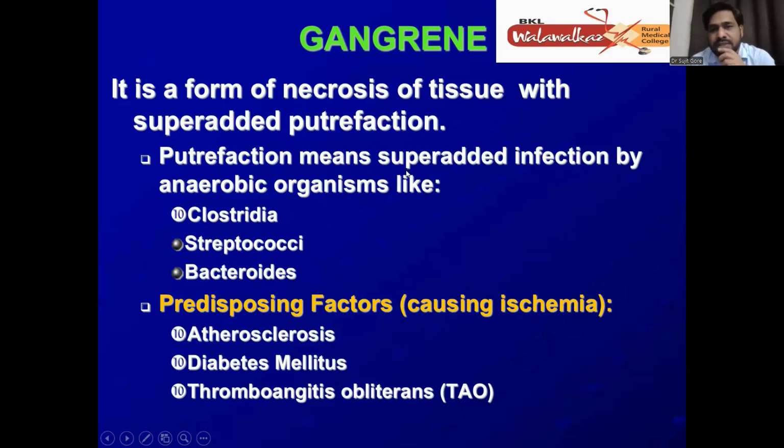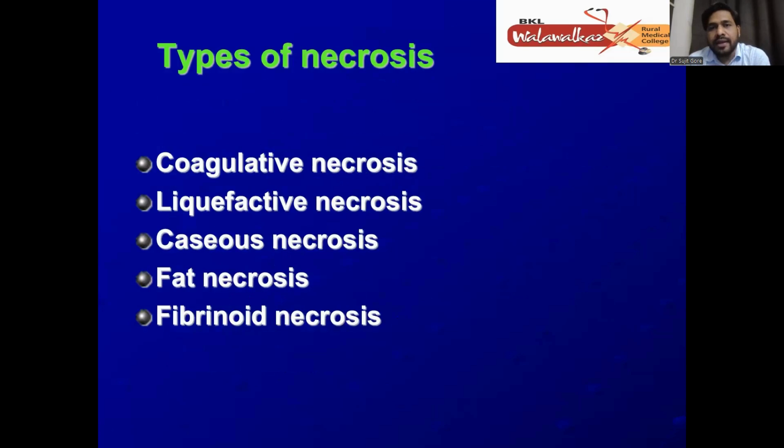Here the putrefaction means superadded infection by anaerobic organisms like Clostridia, Streptococci, and Bacteroides. Predisposing factors for gangrene are the factors causing ischemia, for example, atherosclerosis, diabetes mellitus, and TAO, that is thromboangiitis obliterans. First, we'll see necrosis and its types in detail, and after that, we'll see gangrene and its types. So we start with types of necrosis.